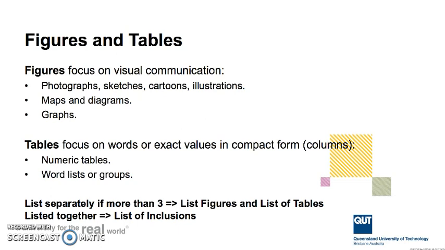Now, in a fairly short document like the one you're creating as a team in KCB205, you may find that you'll include the figures and tables under one heading and call it list of inclusions. If you have a number of tables and figures, you can list them separately. By that I mean you can have headings listing tables and then another one listing figures.